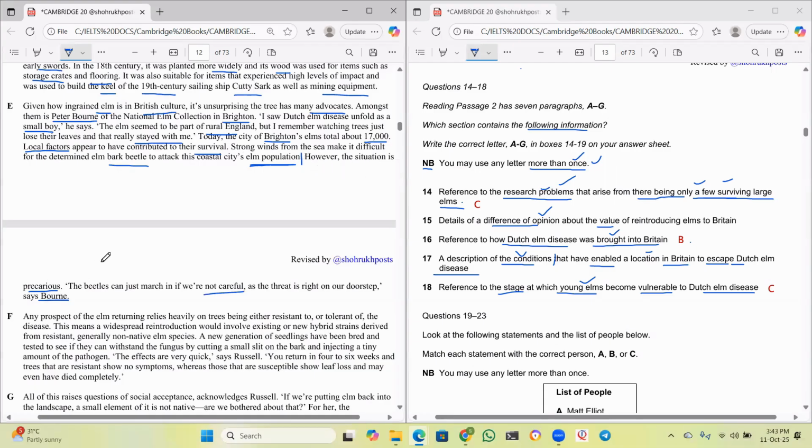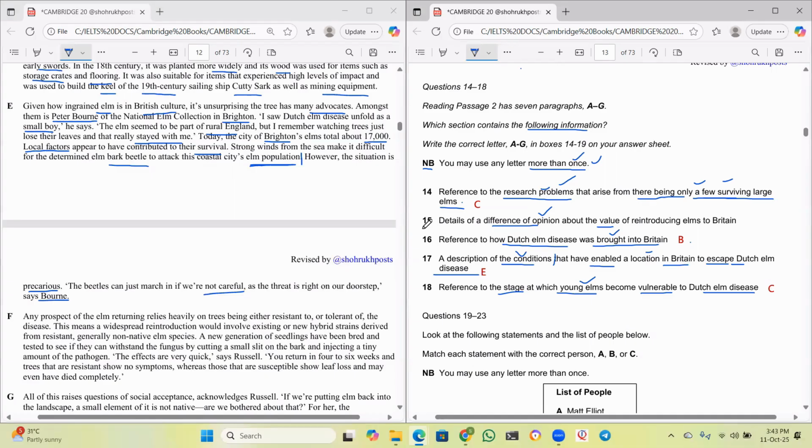However, the situation is precarious, so beetles can just march in if we are not careful, as a threat is right at our doorstep. Now, in this paragraph, he has described the conditions that have enabled Britain to escape the disease, right? Okay, good. So what is the answer for 17? It should be E, right? Okay, good.